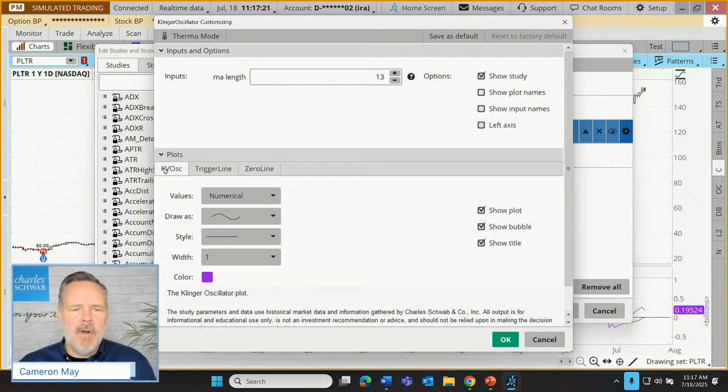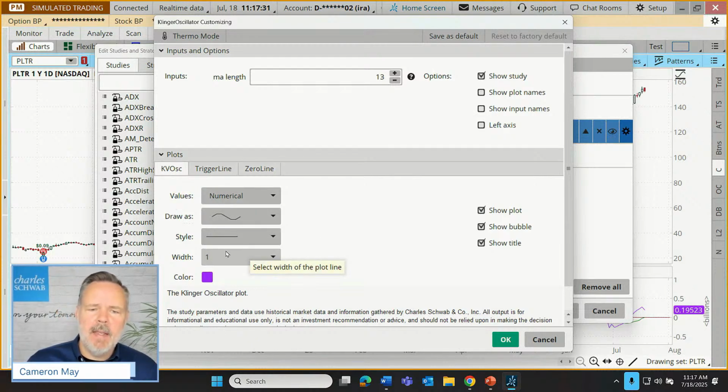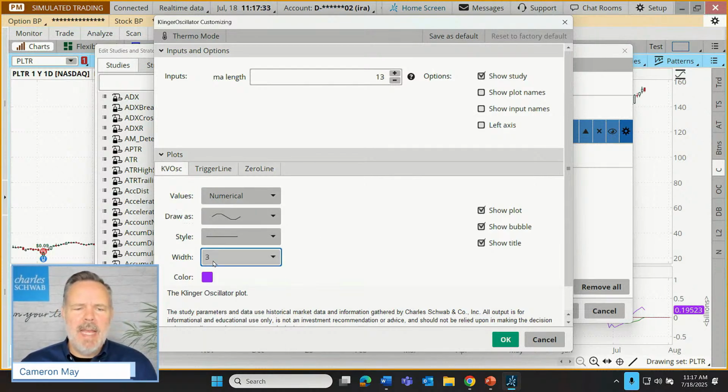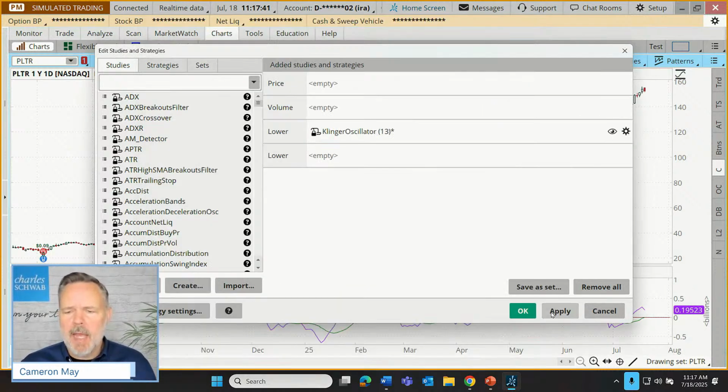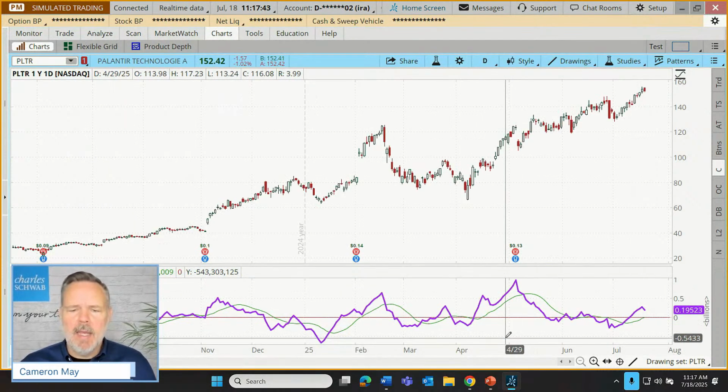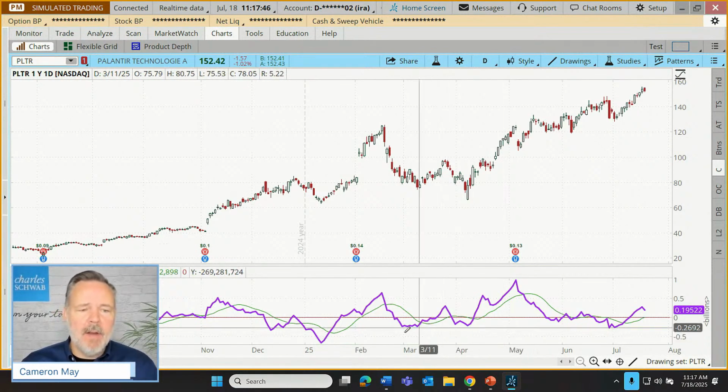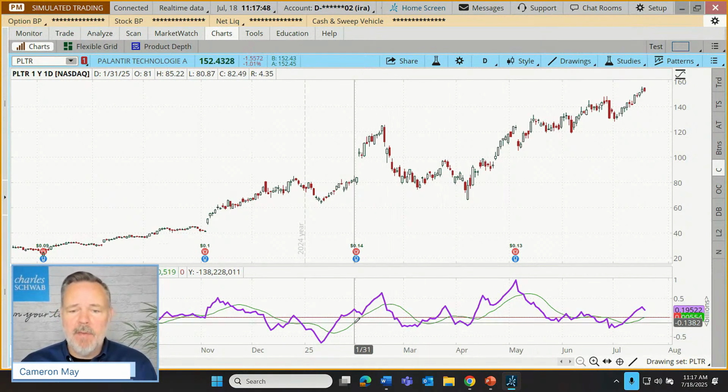Let's make our, look at this. It even has the acronym KVO here, implying the Klinger volume oscillator. In any case, let's make that one a 3 out of 5. So for those who are watching, it's also a purple line, but I'll just click OK, click apply, and click OK again. There we go. But that is our Klinger oscillator. So we have these other 2 lines, purple and green.